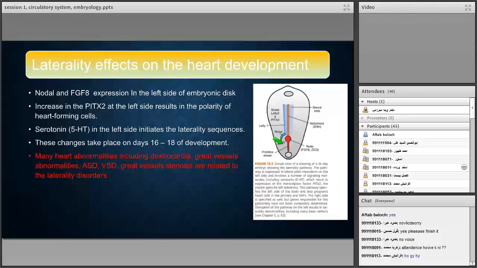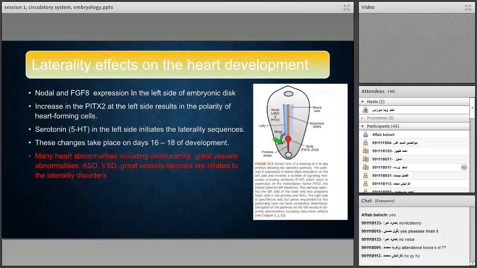These changes take place on days 16 to 18 of development. If something happens to these genes or the looping, for example they express in the right side or anything, there would be some problems. We call them the laterality problems.